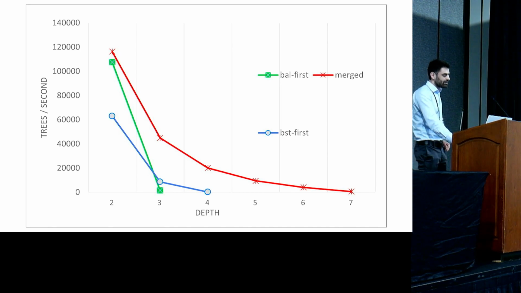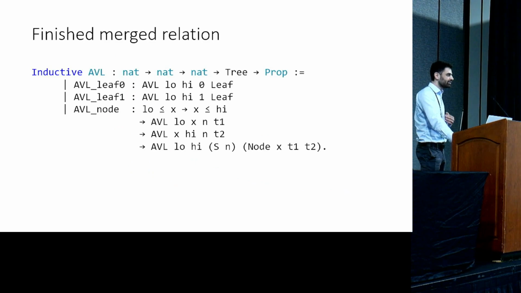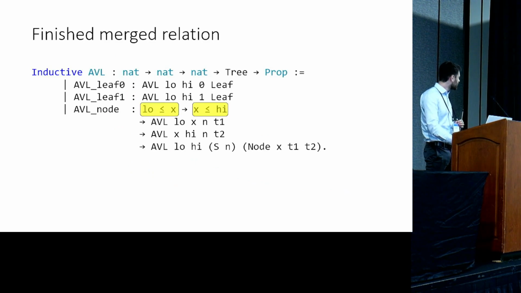So let's take a look at this AVL relation that our algorithm came up with again. And in particular, look at these two arguments right here. In order to make an element using this AVL node constructor, we're going to have to come up with some number x that's both greater than low and less than high. Now, of course, generating natural numbers in a range is a solved problem, but we can use this as an opportunity to put our algorithm to the test again.